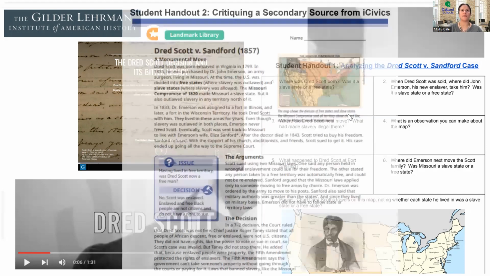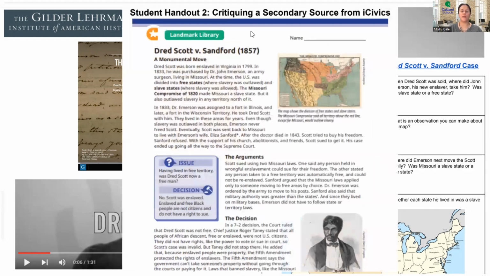When they're done with that and they've really had a chance to look at this case and analyze its impact, they come back and they read from iCivics, a secondary source that summarizes the Dred Scott case and its importance, and they critique that. They look at what do they think is missing from the iCivics summary of the case, what was left out, and if they could add a section to that document, to that worksheet that students are reading, what would they add? And what further questions do they have? What are they still wondering? And the students, of course, at the end come back to that lesson question and answer it.